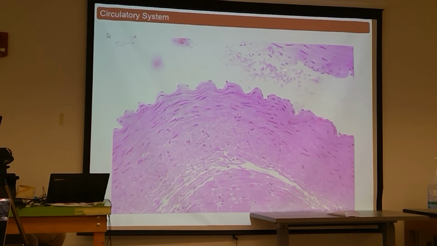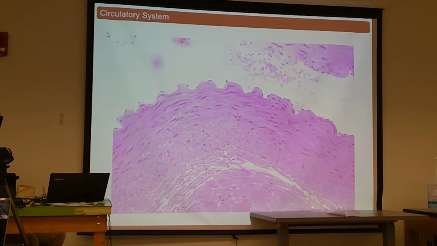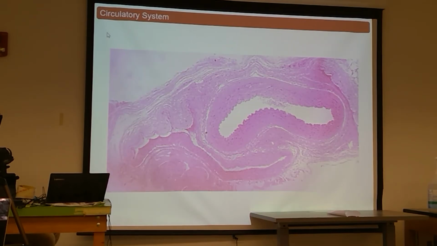at the top, that's the giveaway that this is the interna here that you're looking at. And then once you look at these slides a lot more, you'll be able to tell the difference between the adventitia and knowing that this lumen is where the interna is at.